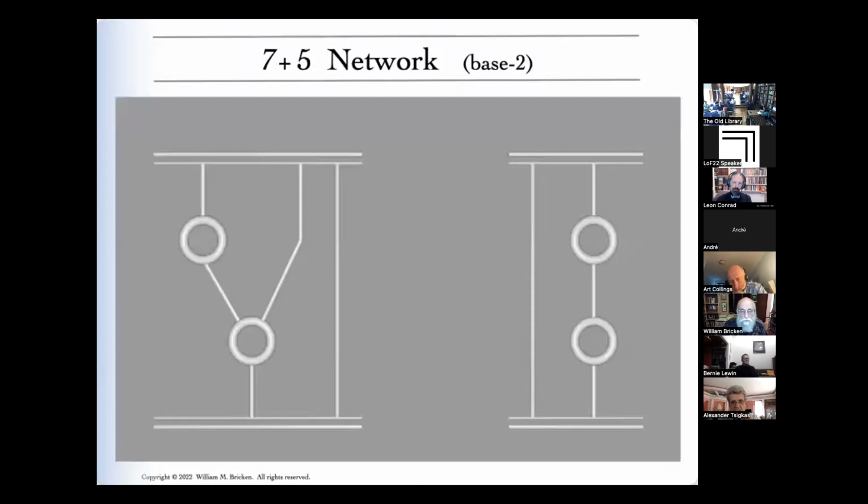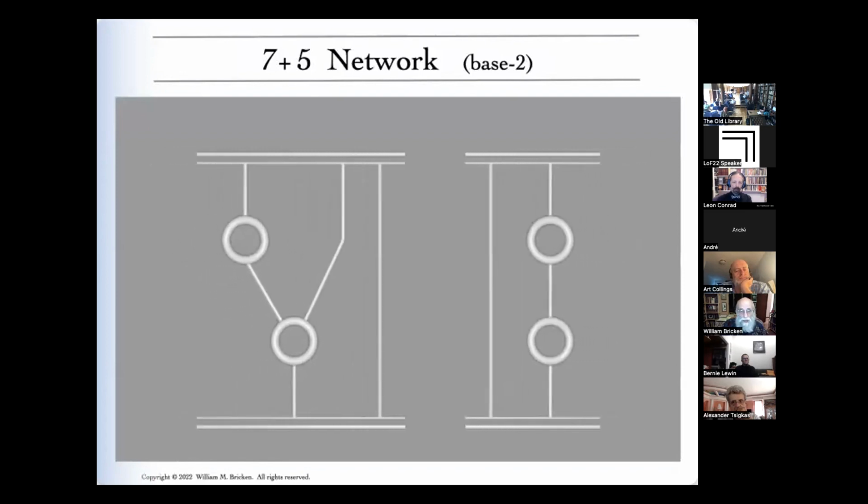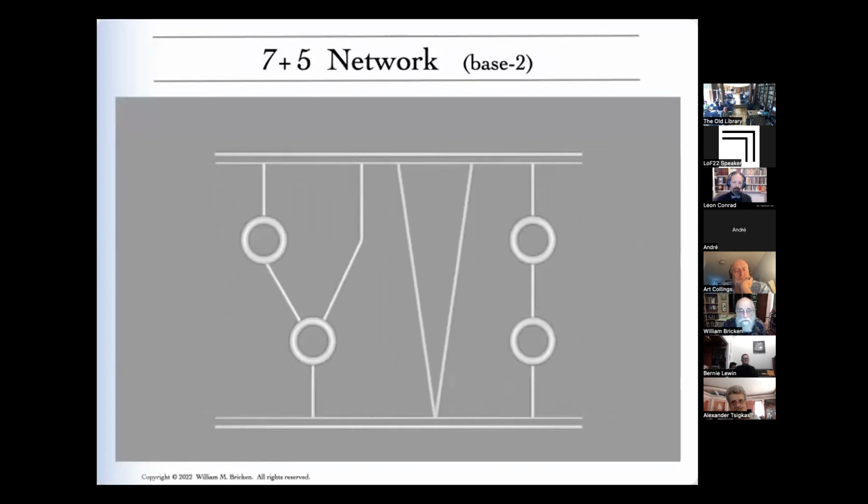So here's a network dialect. The bottom is the unit, and the top is the value of the network. We add networks by joining tops to tops and bottoms to bottoms. So here's 7 and 5 added. And at that point, we are finished with the addition.